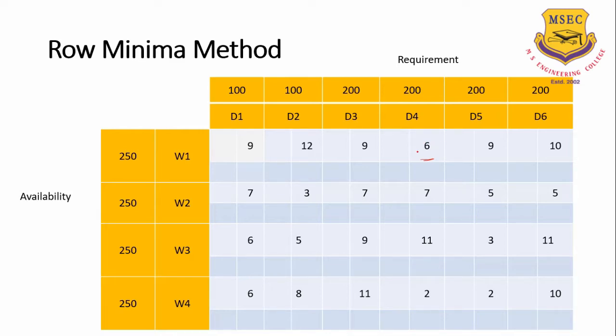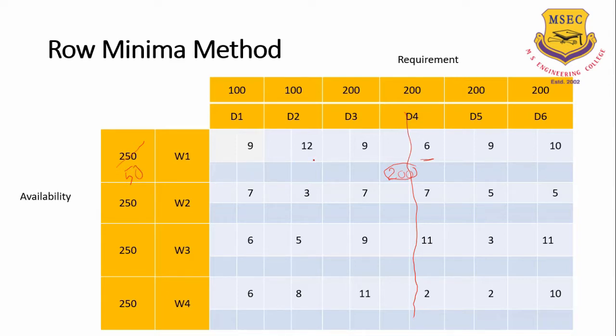So when we take this particular cell, that is W1 to D4, the allotment takes place. Now what are the requirements here? It is 200 and available is 250. So I make an allotment of 200 units. That means 200 units are shipped from W1 to D4. That completes the requirements at D4, so I cancel off that particular column. And the availability is reduced to 50 units because 250 minus 200 is 50 units.